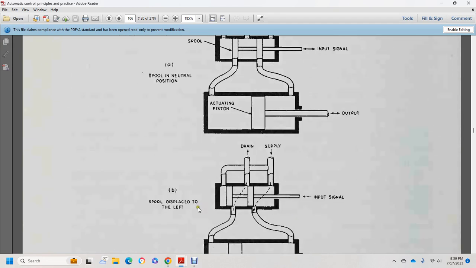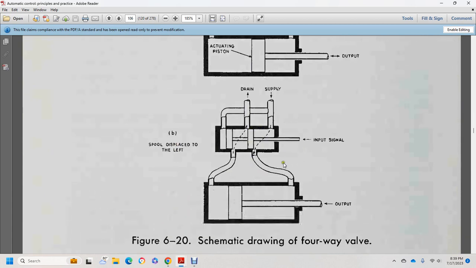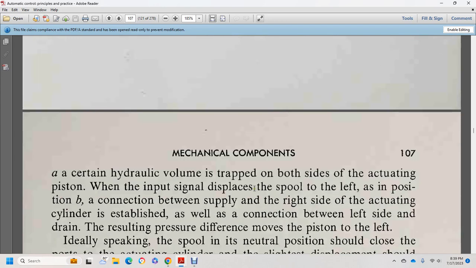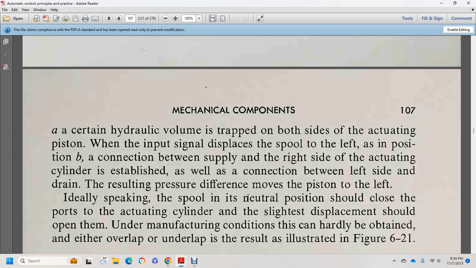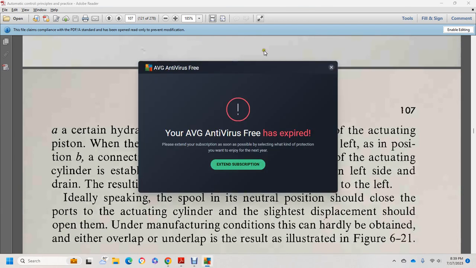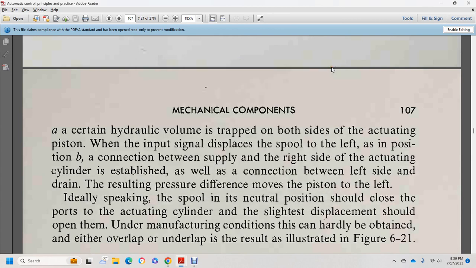Output. The spool is shifted to the left by the input signal, with the drain and supply, in the schematic drawing of the four-way valve. A certain hydraulic volume is trapped on both sides of the actuating piston. The input signal displaces the spool to the left to position B, with the connection between the supply and the right side of the actuating cylinder established, as well as the connection between the left side and the drain, resulting in a pressure difference for the move of the piston to the left.